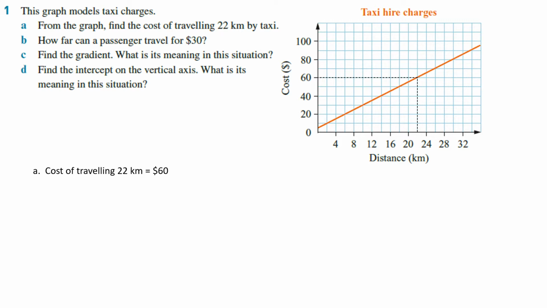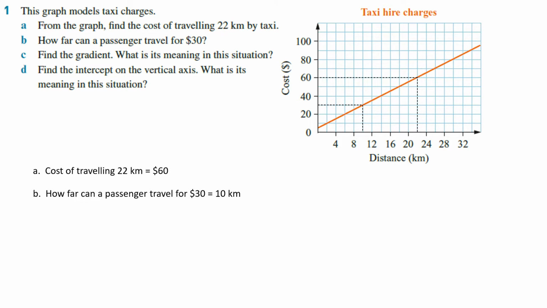Part B. How far can a passenger travel for $30? This time we do the opposite. So we start on the vertical axis at $30 and we come across until we hit the red line. And then from there we go down until we hit the distance axis. And we can see that that is 10 kilometres. So a passenger can travel 10 kilometres for $30.